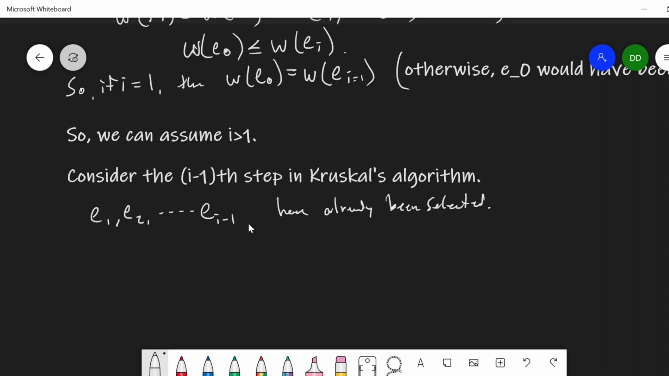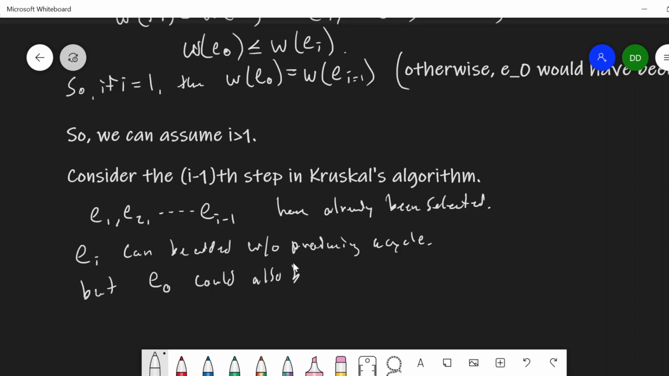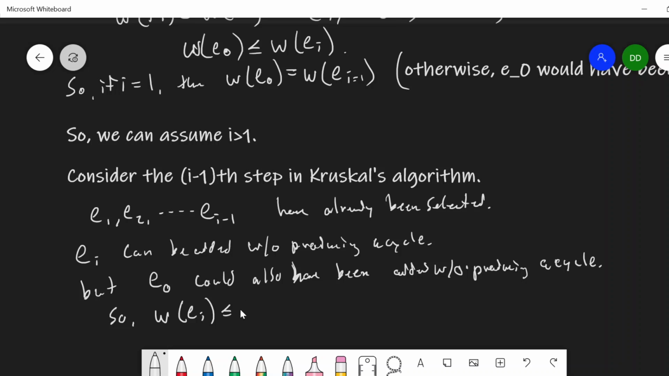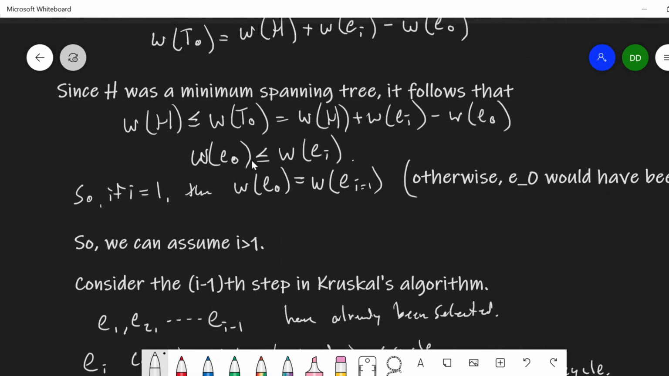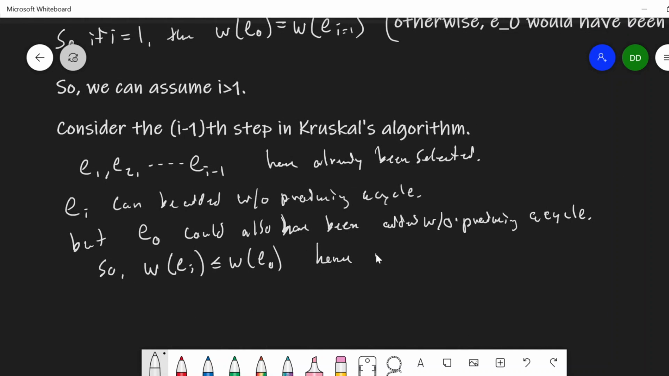And we know that since E sub I was actually added in Kruskal's algorithm, if we finish this out to obtain T, E sub I can be added without producing a cycle. And this is indeed what happened when T was produced. But E naught could also have been added without producing a cycle. So what that means is that the weight of E sub I must have been less than or equal to the weight of E naught. Of course, we already know that the weight of E naught is less than or equal to the weight of E sub I. So we can say that the weight of E sub I is equal to the weight of E naught.